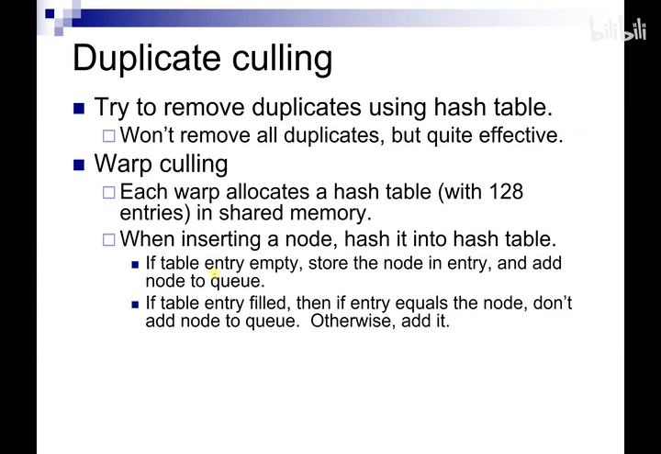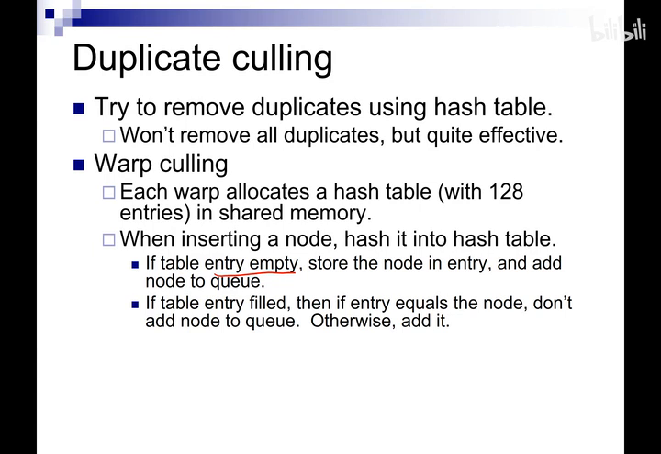So if the table entry is empty, then you simply store the node in the table entry. And you also add this node to the queue because you're sure it has not been added to the queue yet. But if the table entry is filled, then the table entry stores which node has already been added to it. So you check whether that entry equals your current node. If it equals your current node, then you know that this node has already been added to the queue, so in that case, you don't add it to the queue.